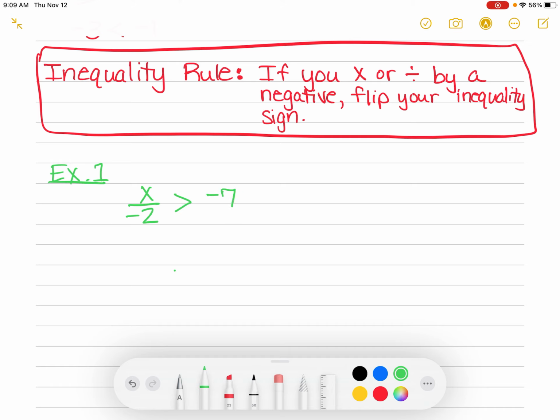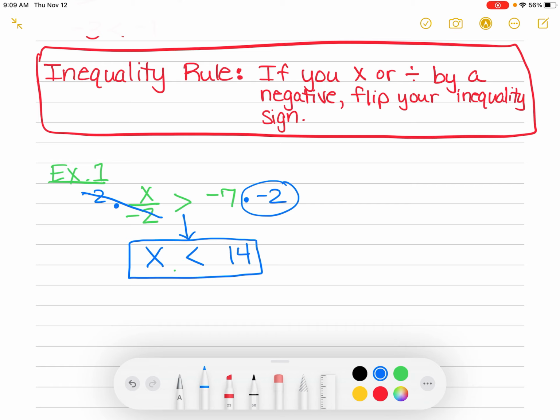Okay, so what am I going to do on this problem? I'm still going to solve it the way that I solve all my other equations when they were equal signs. So to get rid of this -2, I'm going to multiply by -2. So these two are gone, and now I have x, and on the right-hand side, I have a +14. But before I write down my sign, I'm going to look, did I multiply or divide by a negative? I multiplied by a negative, so this sign is going to flip and be less than. So x is less than 14.